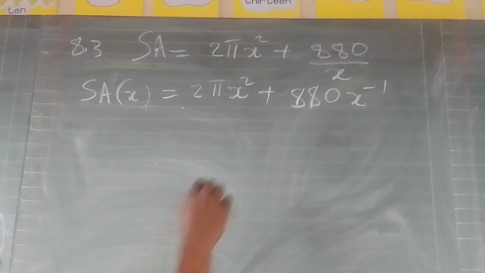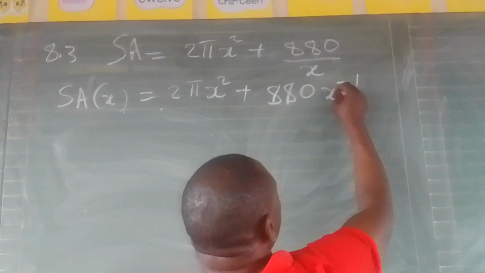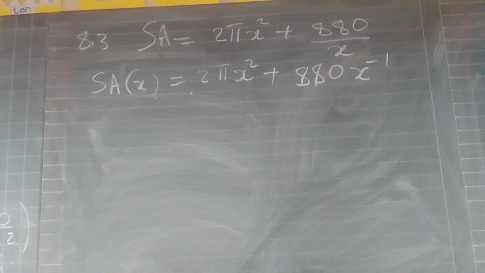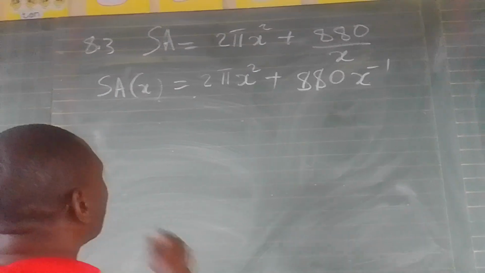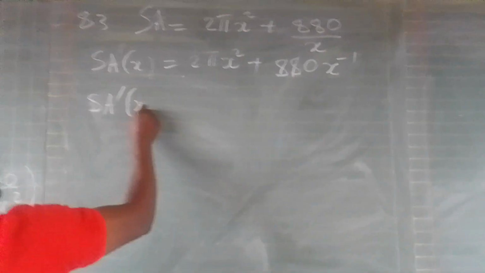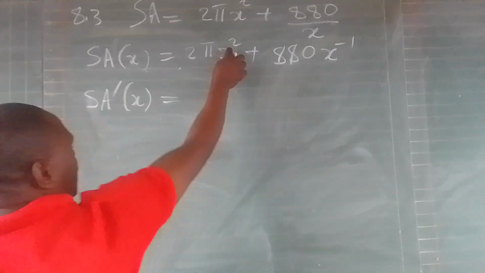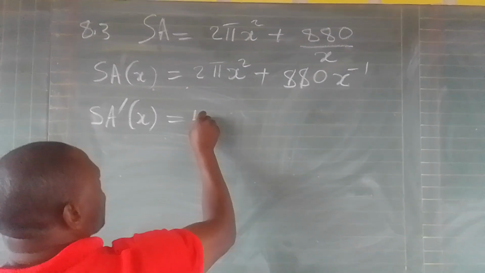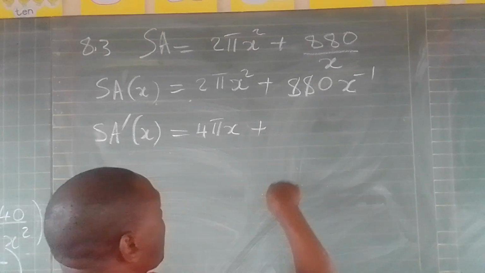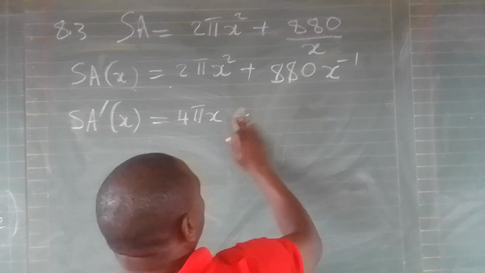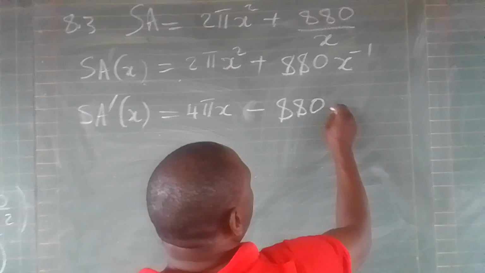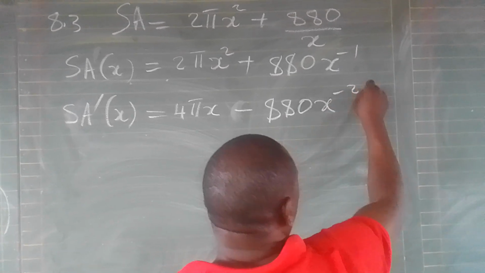We are taking this x from the denominator into the numerator. When we take it, we are subtracting a 1. This is going to be to the power minus 1. Right. So if we differentiate this in terms of x, 2 times 2 is 4 pi x plus minus 880 x to the power minus 2.